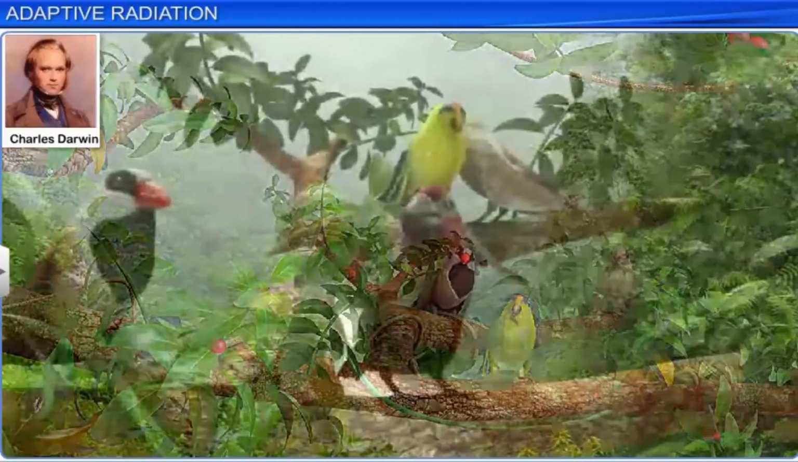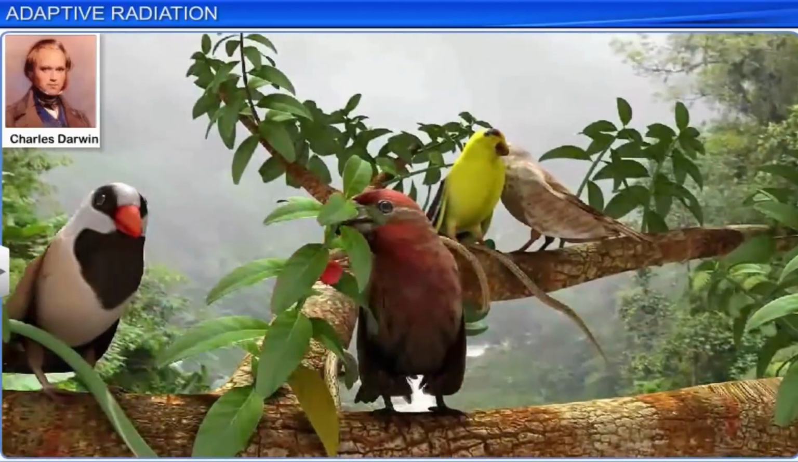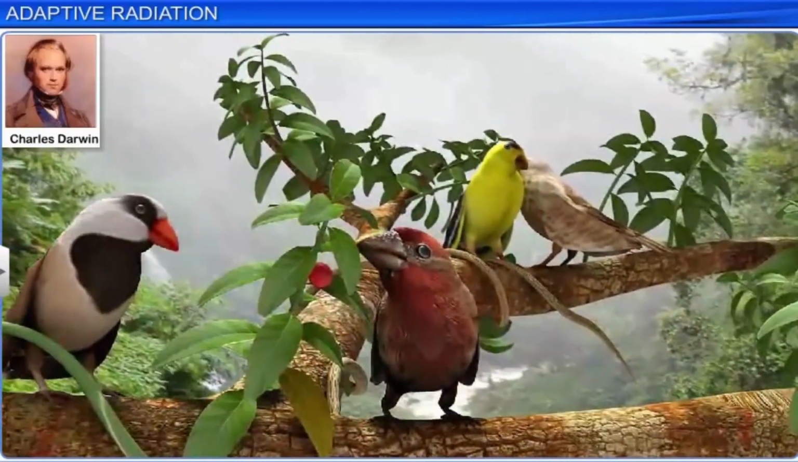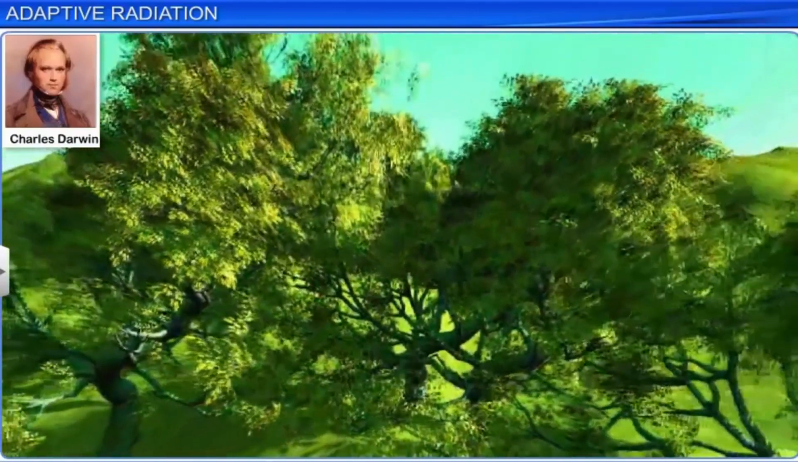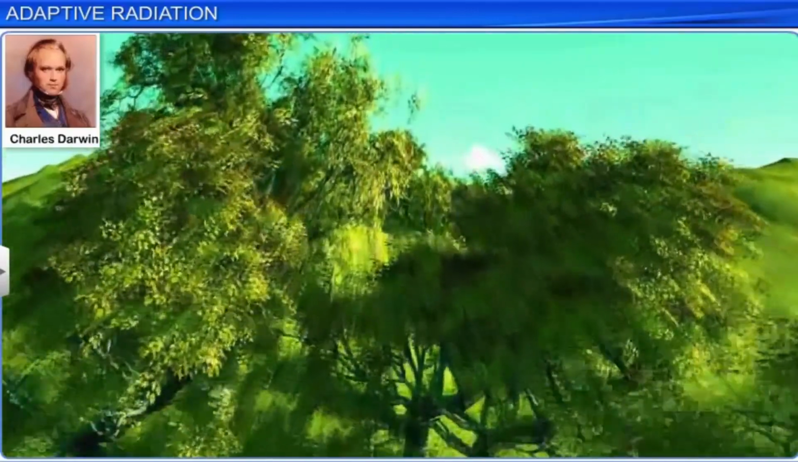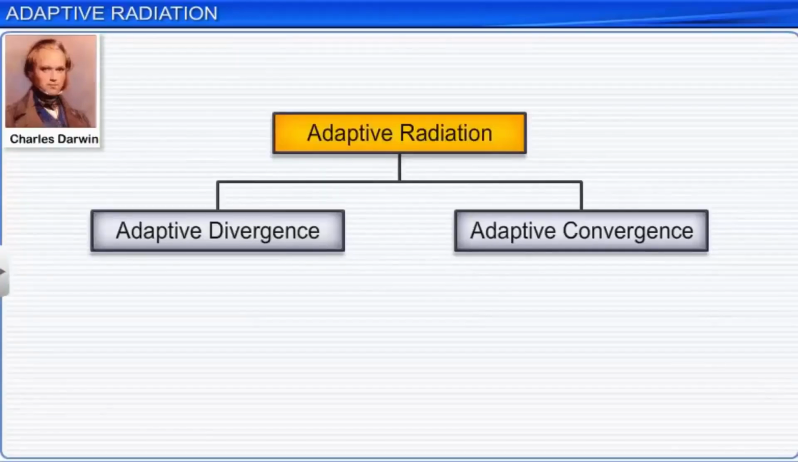It is a type of evolution in which species in the same geographic area, derived from a common ancestor, successfully adapt themselves to their natural environment due to natural selection. Adaptive radiation is of two types: adaptive divergence and adaptive convergence.